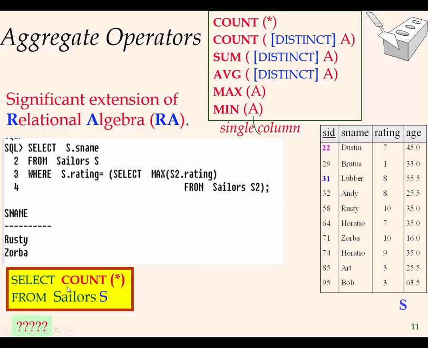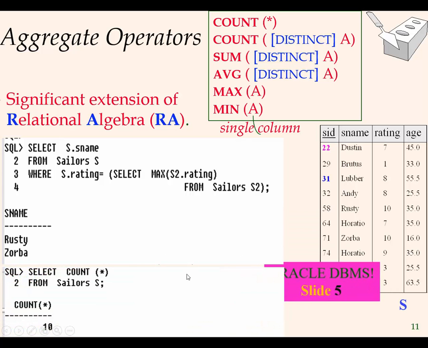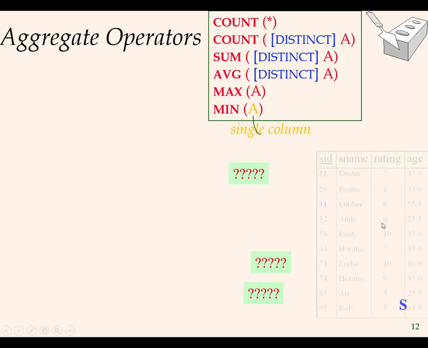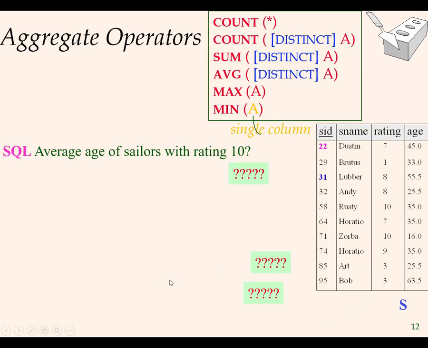What about select count everything from sailors? Yes, very good. It's going to return how many tuples are in sailors, and if you run this, you'll get a 10. There are 10 of them. Now, please note that I could actually rename this to something that I want using the as or the equal. Okay, more examples of aggregate operators.